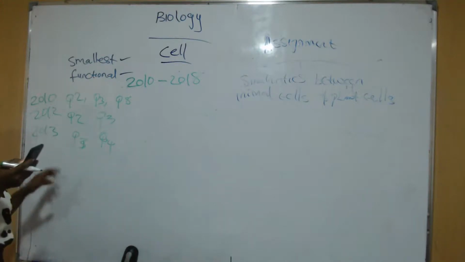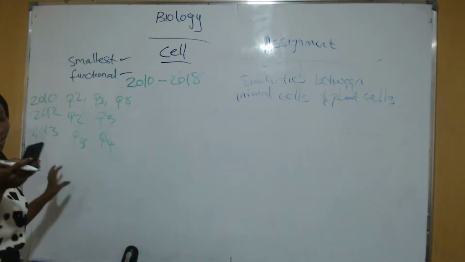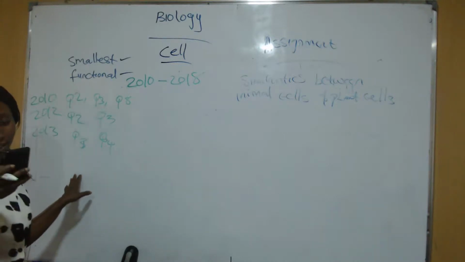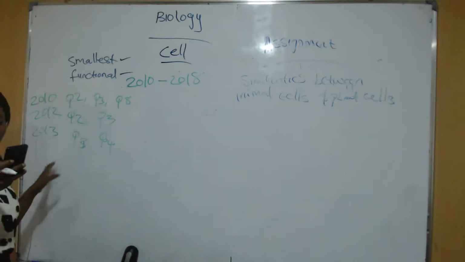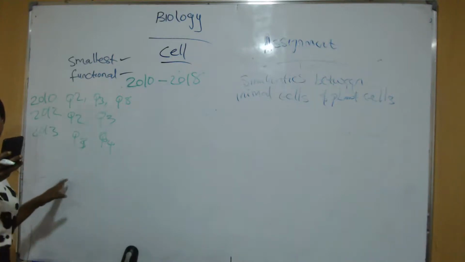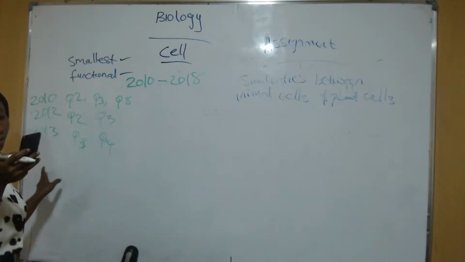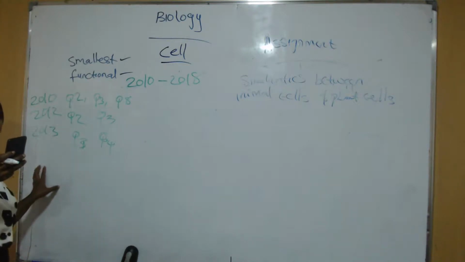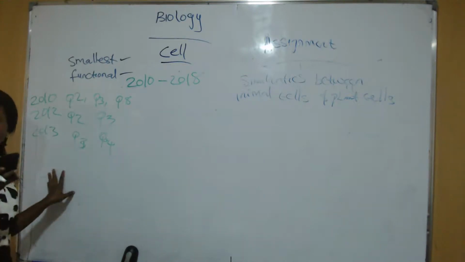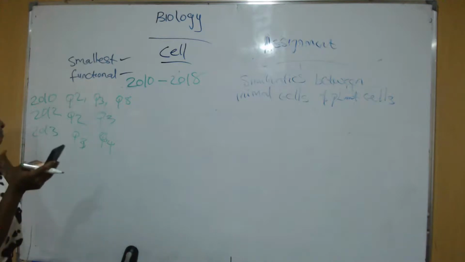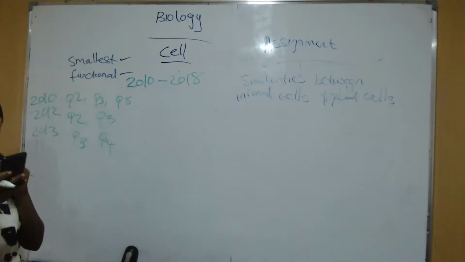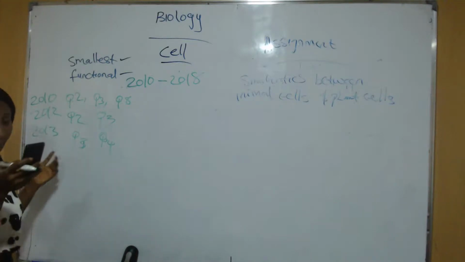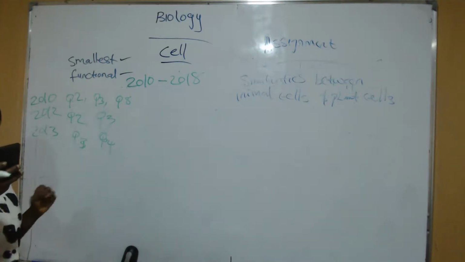Now here they said the organ which is sensitive to light in the euglena is dash. A, the gullet, B, the flagellum, C, the chloroplast, and D, you have the eye spot. Now the euglena is the bacteria, and if you look at option A, it says the gullet. The gullet is found in the body of an animal.